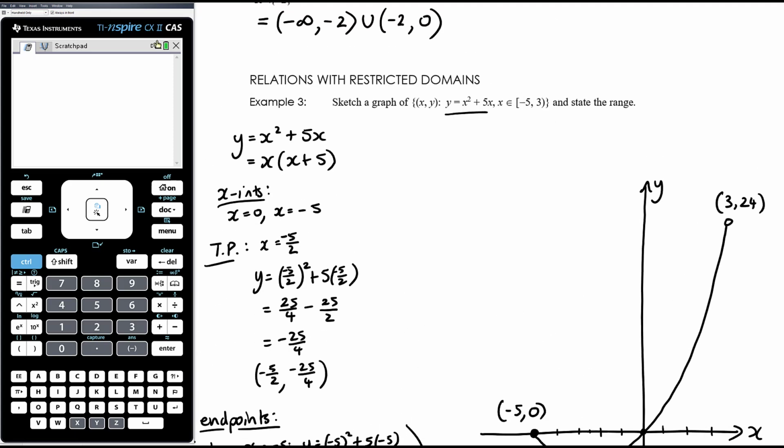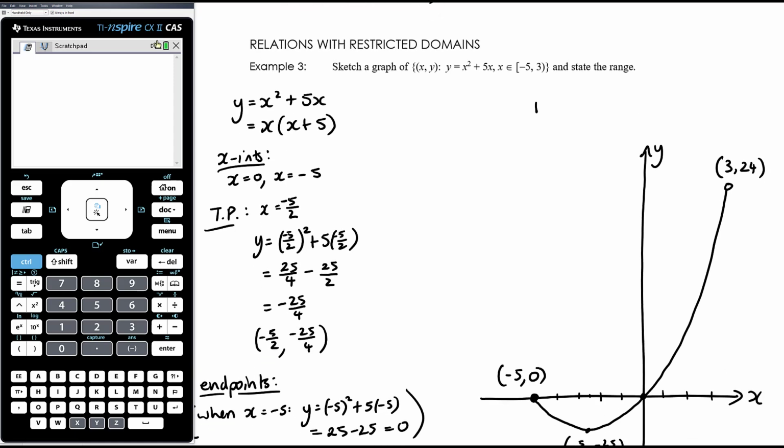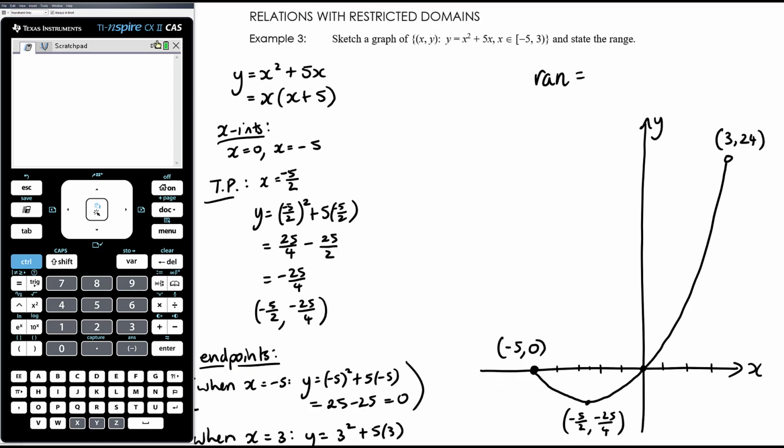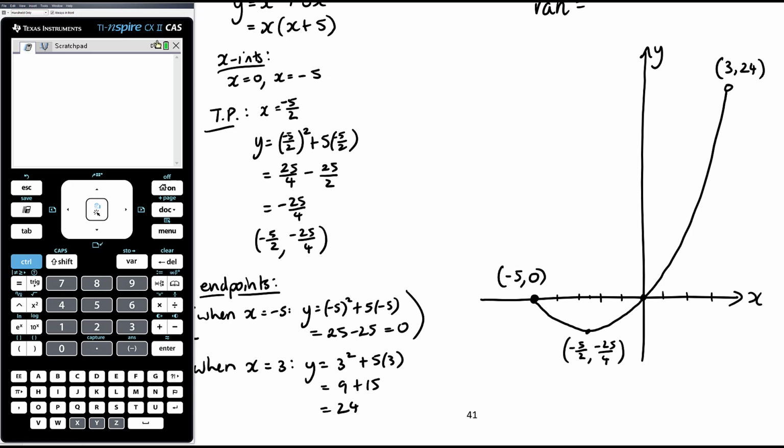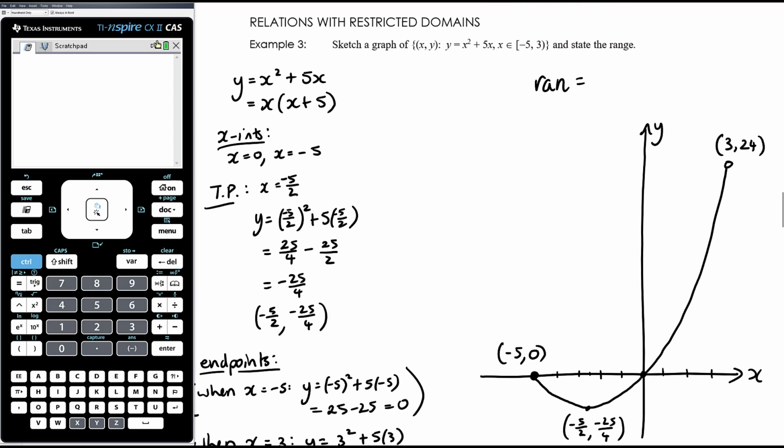So we've got the rule with the domain, so it's got a restricted domain, hence we're going to have included and not included endpoints. We also want to state the range, okay? So the range of this graph, the lowest y value is at the turning point, negative 25 on 4, and that's included. And in this instance, the biggest y value is at the endpoint where x equals 3, and that's 24, but that's not an included endpoint, so that value of 24 is not included in the range.